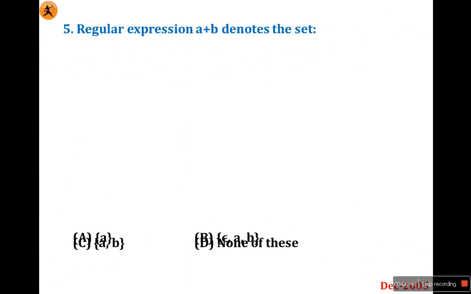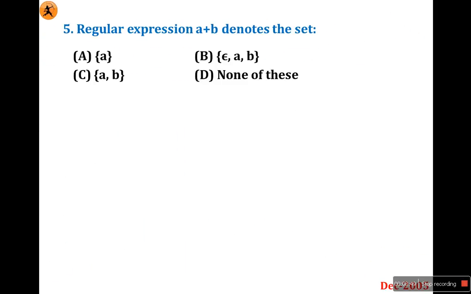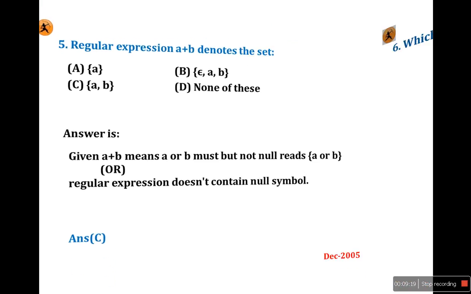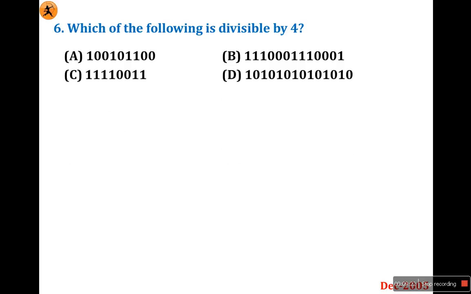Okay, now we'll move to the fifth question. A regular expression A plus B denotes the set. So A plus B means A or B. Definitely regular expressions will not contain a null symbol. This is the standard property. So definitely A plus B means A or B, but not null. So A or B, the option is C. This is a direct question. A plus B means A or B. So simple basic question. Now we'll move to the next question.